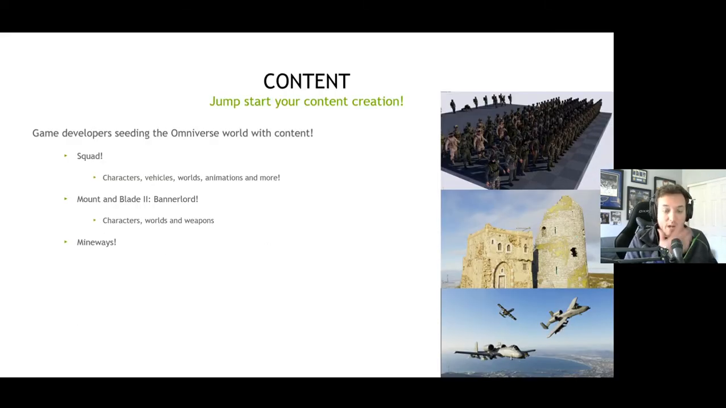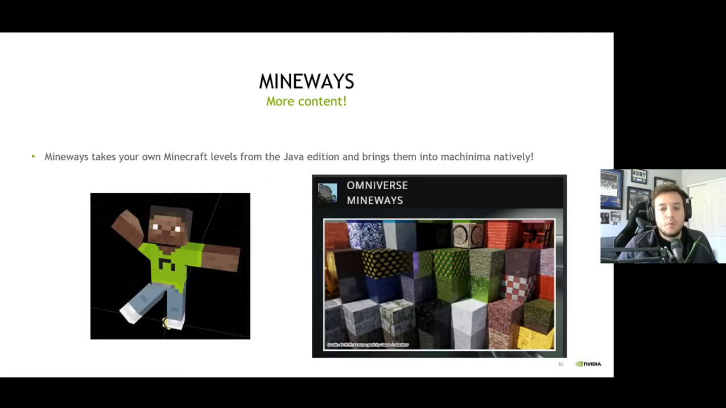Next, I want to talk about a third game that we're not shipping content with, but we have a great way to get content from the game into Machinima, and that is a tool called Mineways. Mineways actually ships with Omniverse, so if you get the Omniverse launcher, simply search for Omniverse Mineways. It takes your own Minecraft levels from the Java edition of Minecraft, and you can bring them into Machinima, Omniverse Create natively. On top of that, if you see in this left-hand corner, this character that you see posing right there, again, that is me in Wrench posing that character.